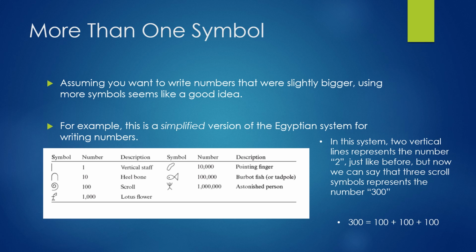In this system, 2 vertical lines represents the number 2, but now we can talk about different numbers with different symbols. So if you took, say, 3 of those spiral things, which is apparently a scroll, then that would be 300, because 100 plus 100 plus 100 is 300. And we can combine these, which we'll show in a second.